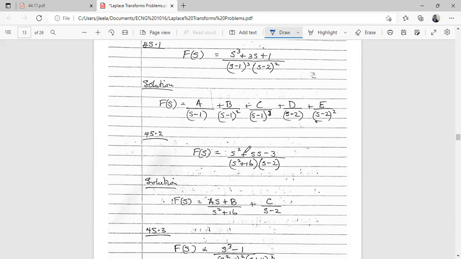So here, in the second example, 45.2, right? You have a simple factor, s minus 2, and you have a quadratic factor, right? But this quadratic factor is irreducible. So for the quadratic factor, you must have a constant times s plus another constant over that quadratic factor. And then for the simple factor, you just have a constant over that simple factor, and you sum them.